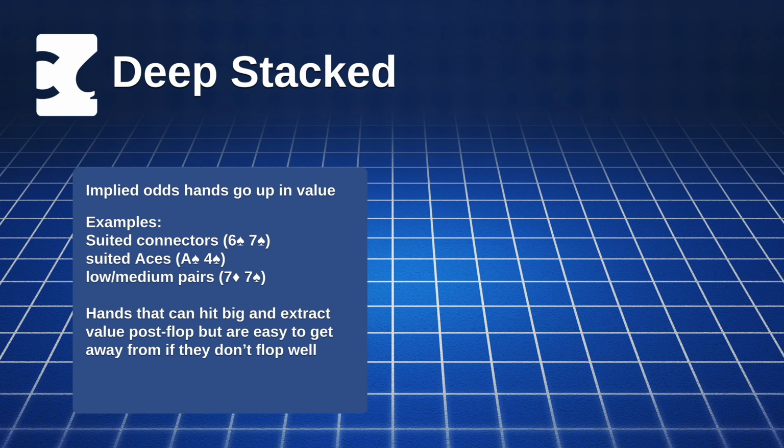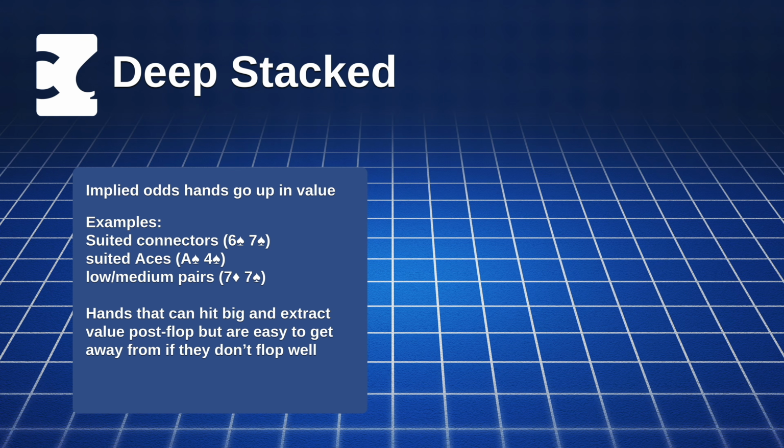And we get out of there when the board comes out like king, queen, jack, and we have the 6-7 suited or whatever. Implied odds hands are suited connectors, suited ace X, pairs, medium pairs, low pairs, things like that. These are all examples of implied odds hands.